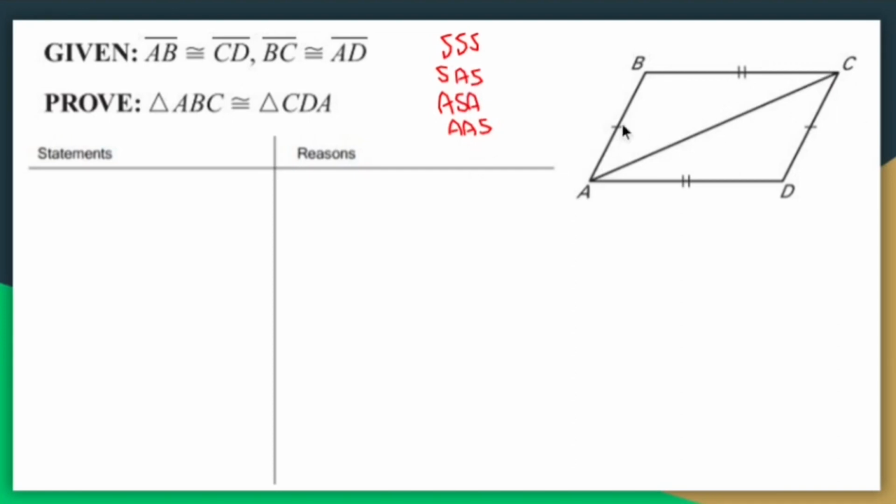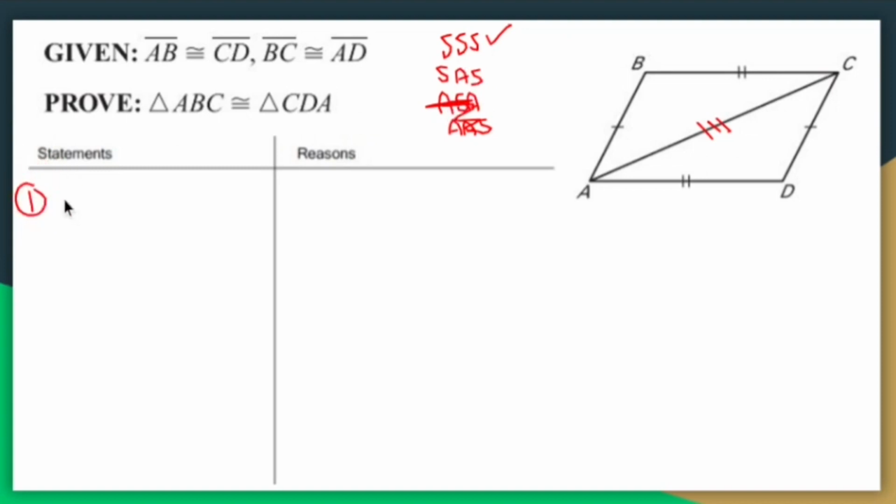Well, looking at this picture, I have two sides already, which eliminates two of them. Now, can I find a way to show that angles are congruent? No. I don't see a third side. Oh, except the fact that AC is a common side with both of these triangles. So technically, I could use SSS. So this is a three-step proof, maybe. So let's get started.